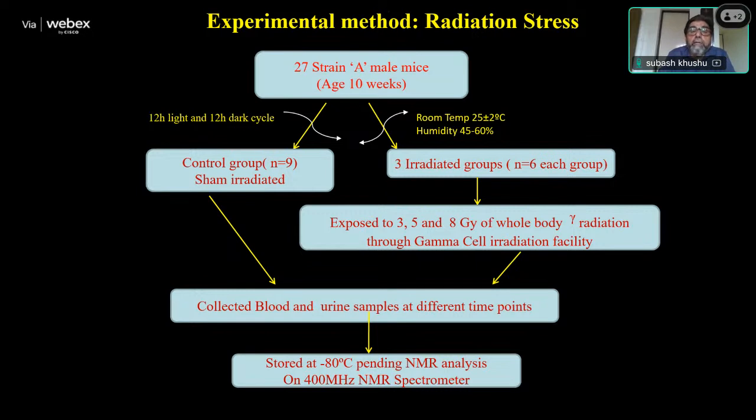This was done on an animal model, male mice, wherein we had two groups. One was the control group, sham irradiated, and the other group was irradiated by different doses of radiation, like 3, 5, and 8 gray of whole body gamma radiation, given through the gamma cell irradiation facility at INMAS. And then we collected blood and urine samples at different time points from these mice, and the samples were stored at -80 degrees centigrade before they were subjected to NMR analysis.